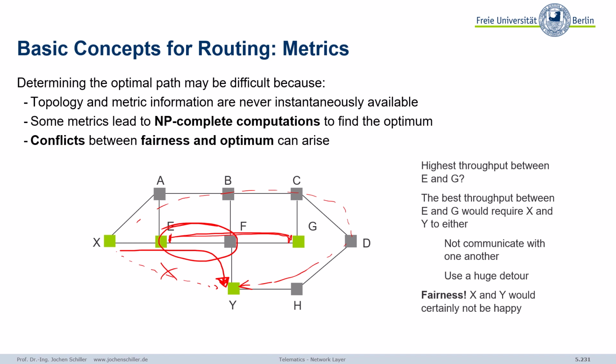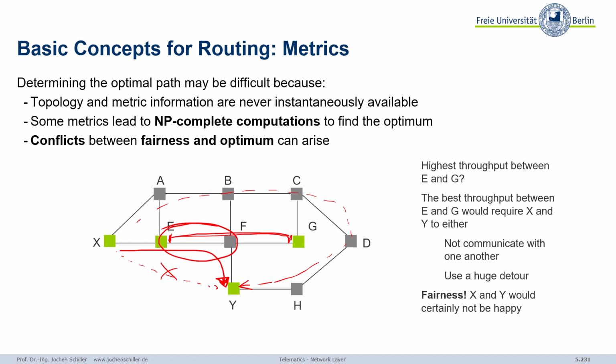Okay, so we have different topologies, a fluctuating topology, it's not stable. We don't have instantaneously all the information. We have a big problem when it comes to scalability. We have conflicts, but still somehow we want to solve it.